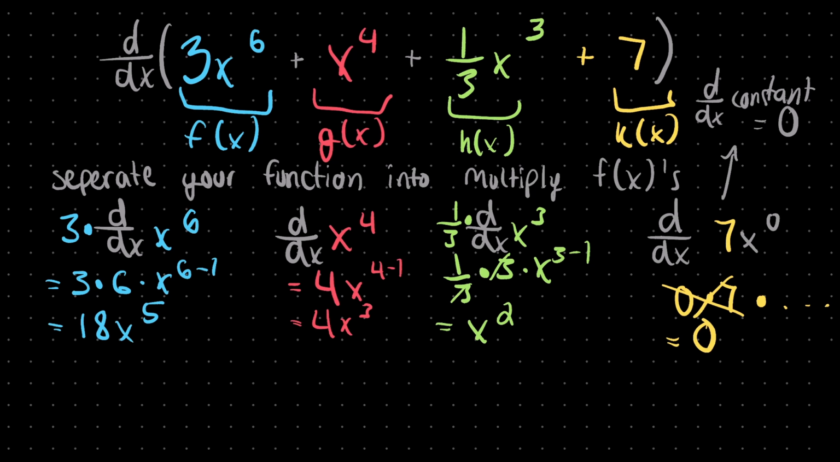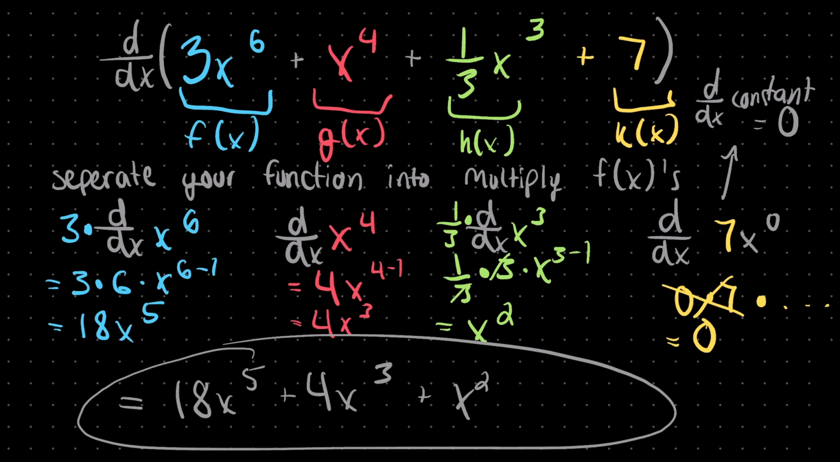And then we put all the parts together to get the answer of 18x to the 5th plus 4x to the 3rd plus x squared.